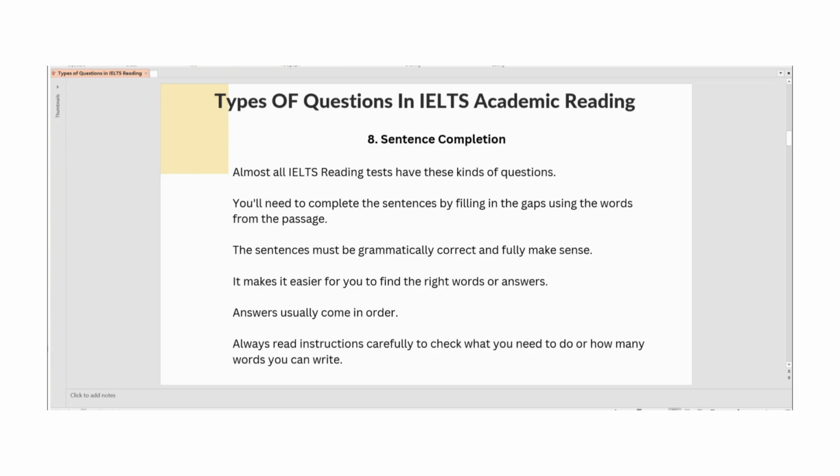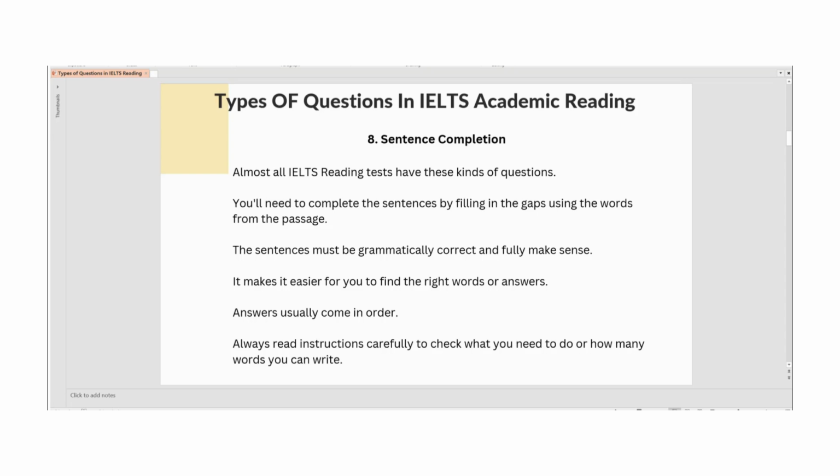The sentences must be grammatically correct and fully make sense. After you add a word to fill in the gaps, the sentence must be grammatically correct, and it should fully make sense. If it is not making any sense, or the sentence is grammatically incorrect after you have added a word in the gaps, then the answer is probably incorrect. So you have to go through the question again and find the correct answer.